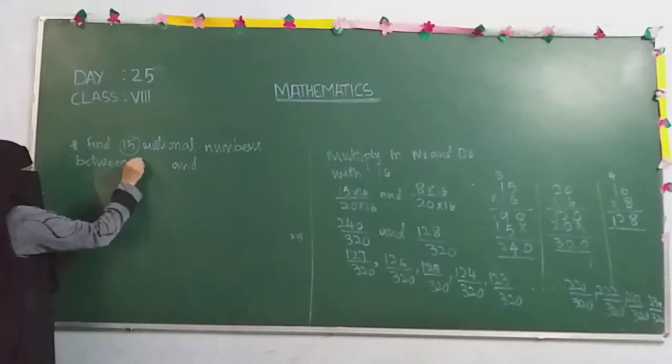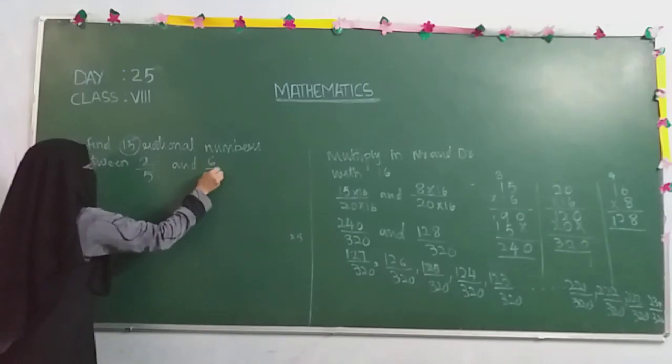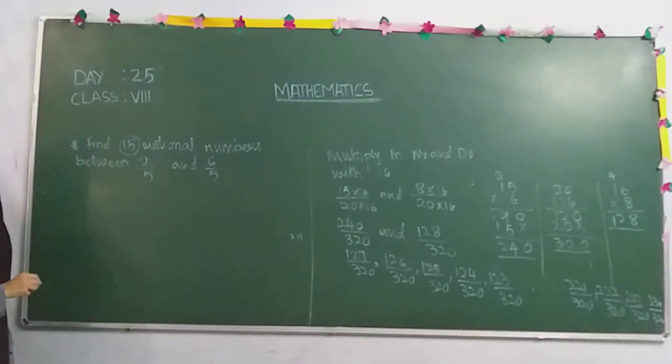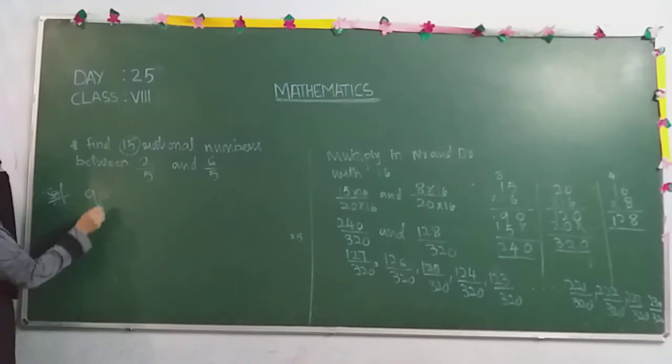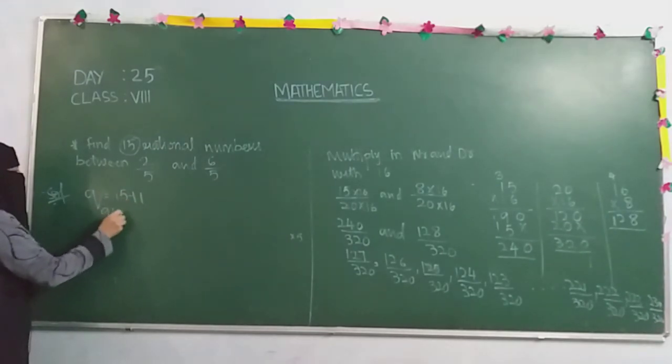Now suppose the question is 2 by 5, 6 by 5. Now what have you found here? Yes, the denominators are the same. So what to do? Exactly, we need to follow the procedure of the first problem we have solved now. As the denominators are equal, there is no need to make the denominators equal by taking out the LCM. Immediately you need to go for this procedure. What is that procedure? The Q value. If it is asking for 15 rational numbers, 15 plus 1, Q equals 16.